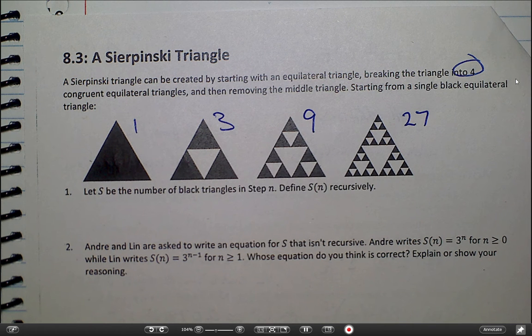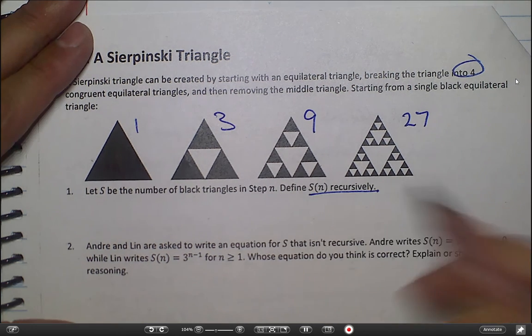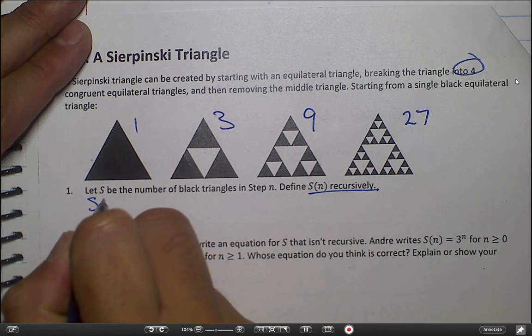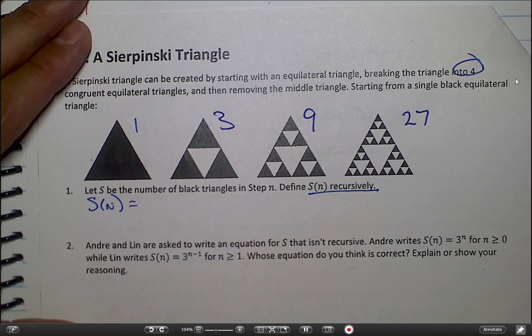Okay, now, definition. This definition is super, super important. Recursive means you have to have the previous number. So, in all of our definitions, how would I state the previous number? N minus 1. There was my N minus 1. So now we are going to do this recursively. It's going to be S of N is equal to.